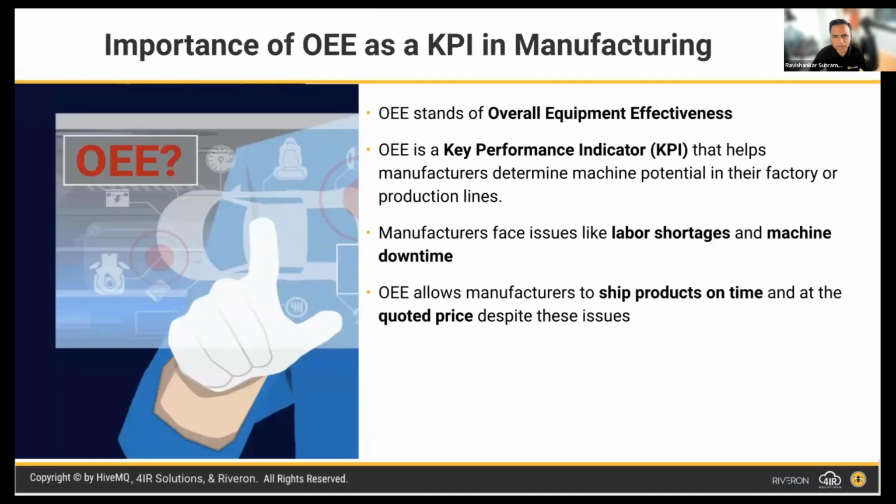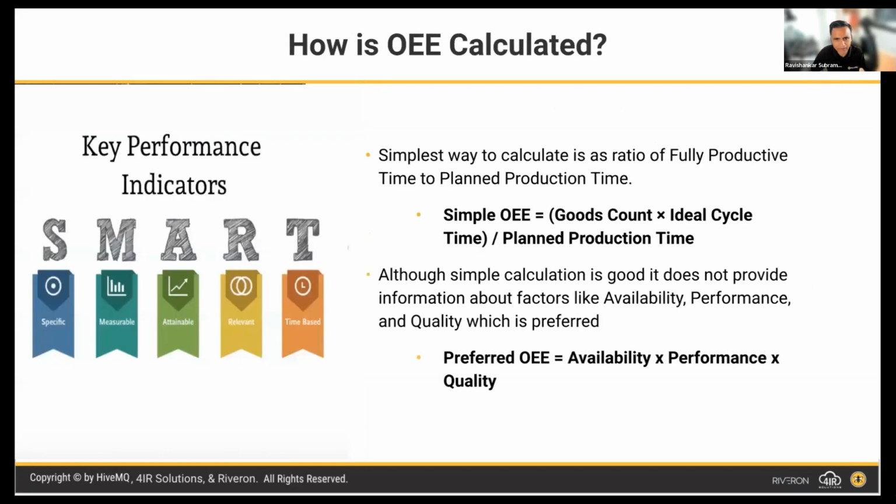All right, so importance of OEE, right? Just for definition, OEE stands for Overall Equipment Effectiveness, and it is a key performance indicator in a factory environment, which typically faces issues with labor shortage and machine downtime. So OEE provides a quick way for manufacturers to be able to ship products on time and be able to quote prices despite all these issues that they have, right? So that's at a high level.